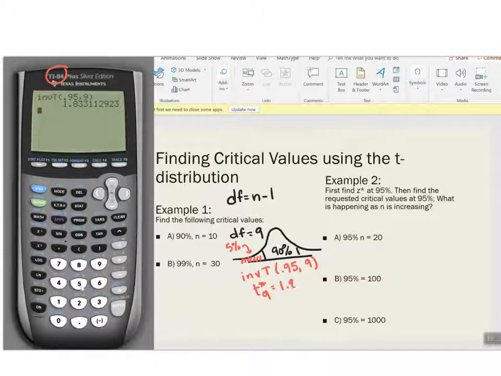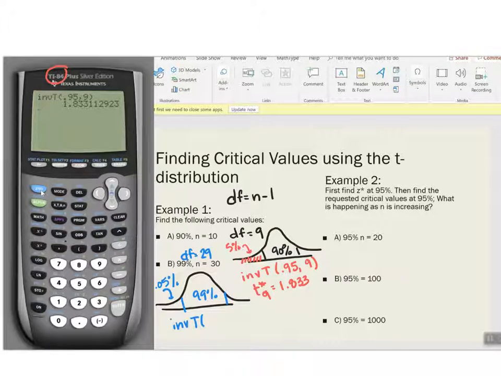So let's do the next one, 99% at n equals 30. So again, we'll draw a curve, set the inside to be 99%. How much is on the outside? 1%, but it's split amongst two tails. So you have 0.005 on this side, that's a percentage, so you add that back to the 99, you get 0.995. Here, the degrees of freedom, well, if your n is 30, your degrees of freedom are going to be 30 minus 1, which is 29.